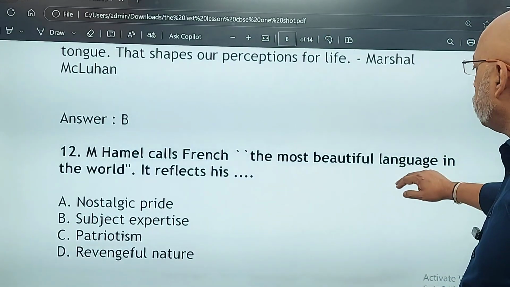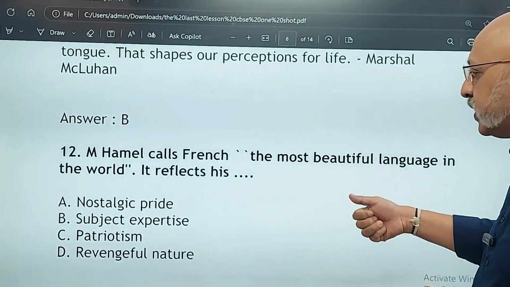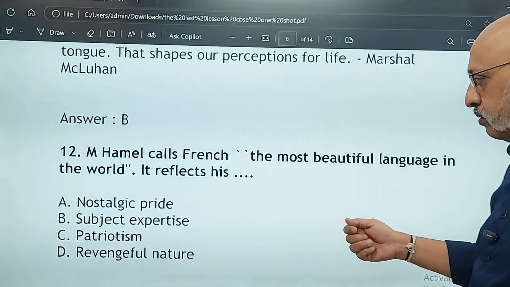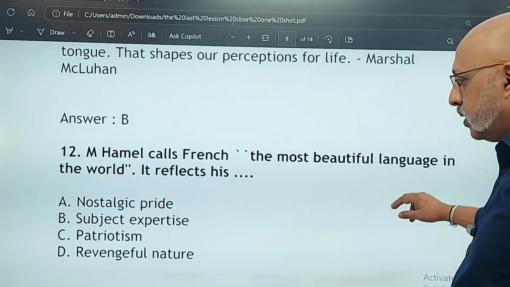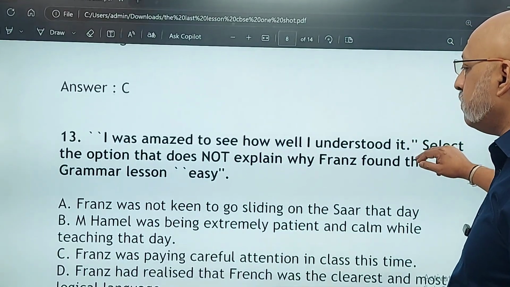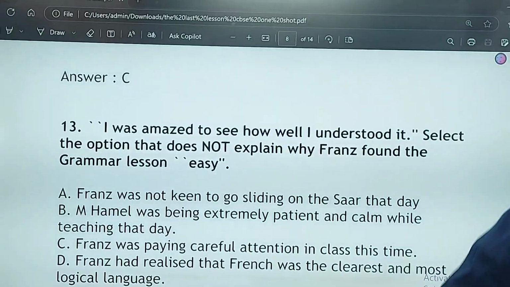Hamel calls French the most beautiful language in the world. It reflects his nostalgic pride, subject expertise, patriotism, or revengeful nature, right? Obviously, it is not D. So D is ruled out. Patriotism is the right answer. I was amazed to see how well I understood it. Select the option.